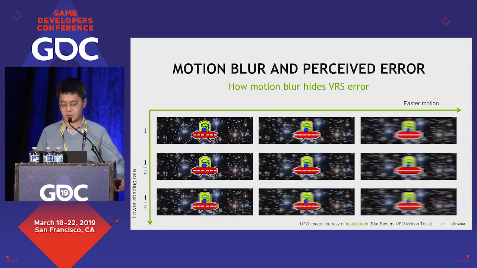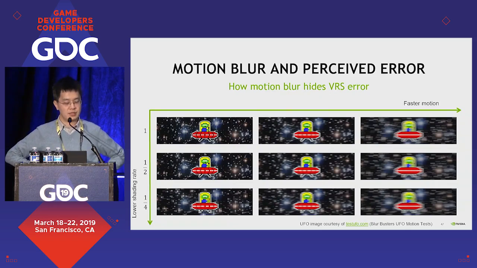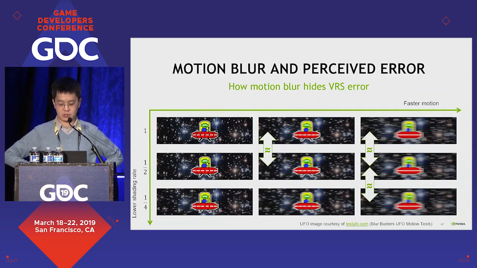Here I'm showing a simple example of this effect. The first row is shaded at full rate, and the second and third rows are shaded at half and quarter rates in the horizontal direction. The image in the middle adds a small motion blur to the half-rate image on its left, and it looks very similar to the one above it, which is shaded at full rate. The bottom right image adds more motion to the quarter rate image, and the blur almost hides all the error except along the high contrast contour of that UFO thing.